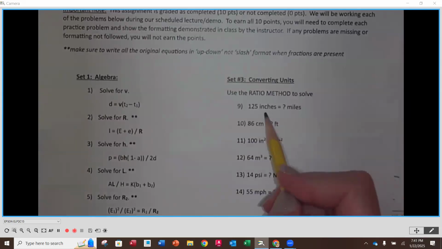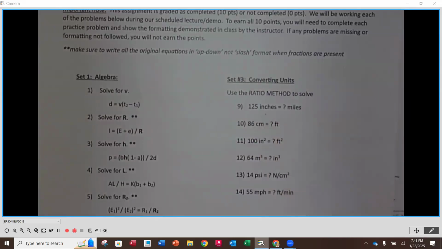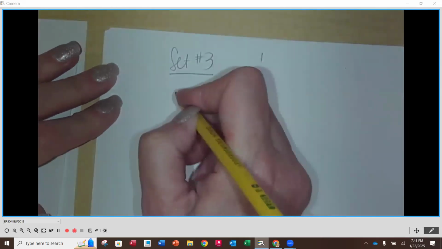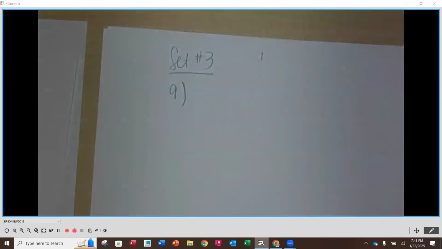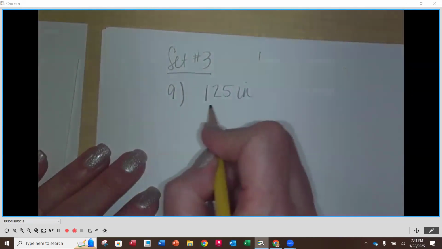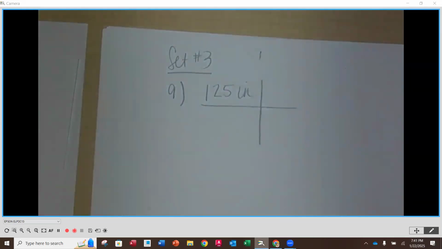So the first one we're going to do here, number 9, is 125 inches, and we want to find out how many miles that is. So I'm going to start with writing out the conversion that I want. This is set number 3, and this is number 9. So I want to convert 125 inches. You can put it in abbreviated form, so you don't have to write out inches like it is here. Now, you'll notice that I made this grid.